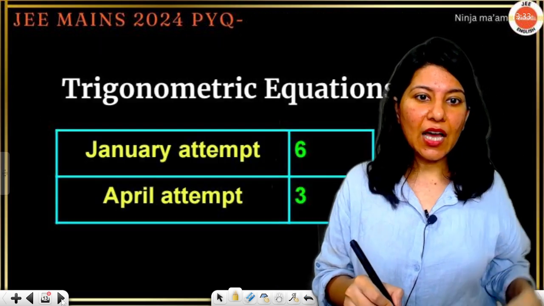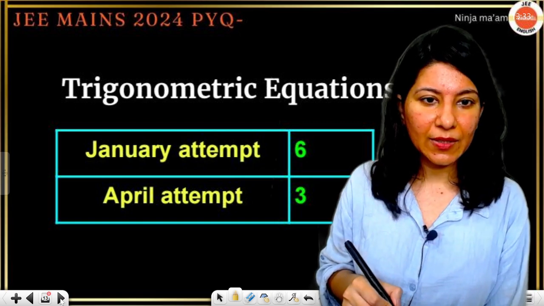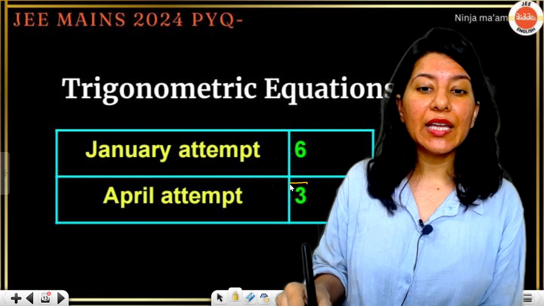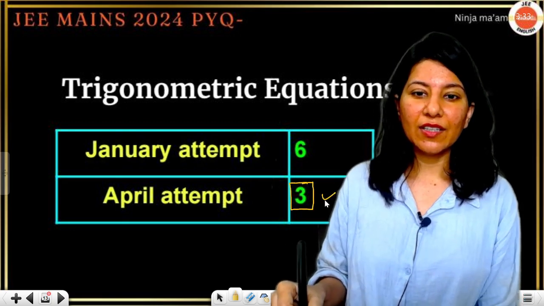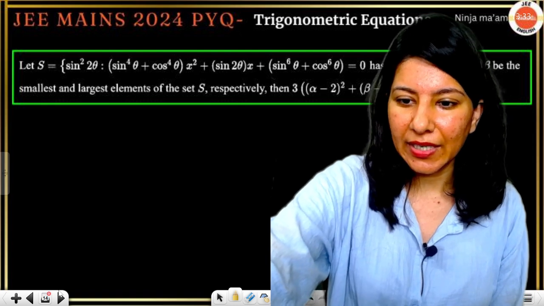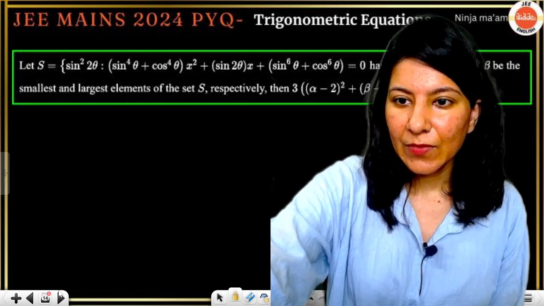Okay. Now here we are having, all right. So we are having 3 questions from April attempt. Okay. Trigonometric equations. One by one we'll tackle this also. Right. Okay. Let's do it. All right.